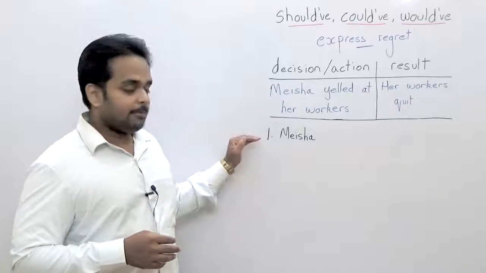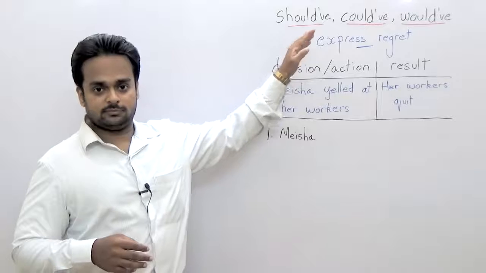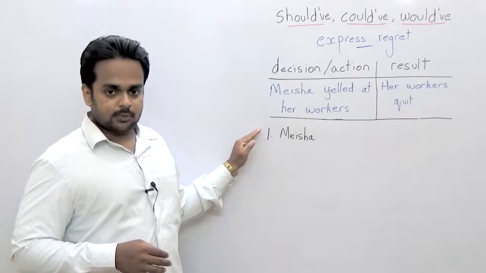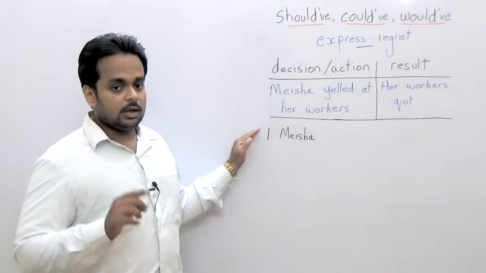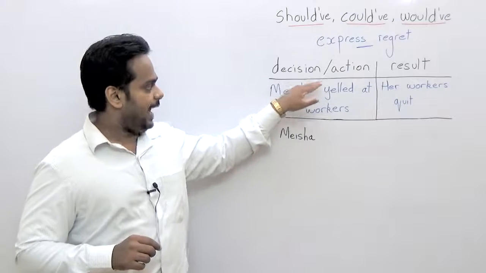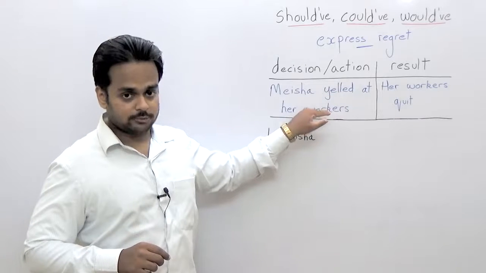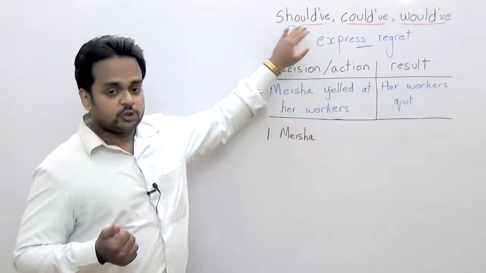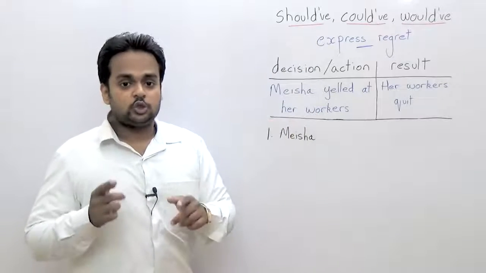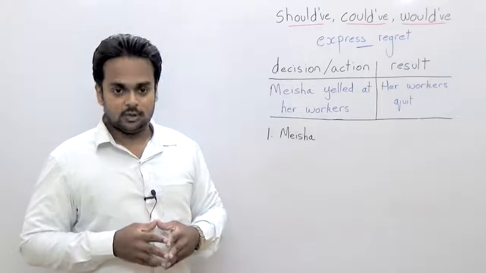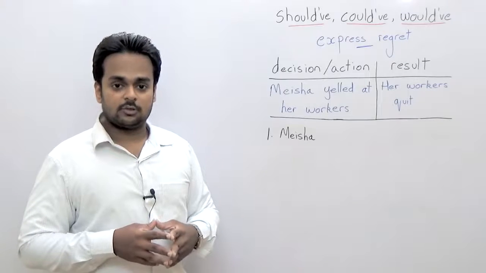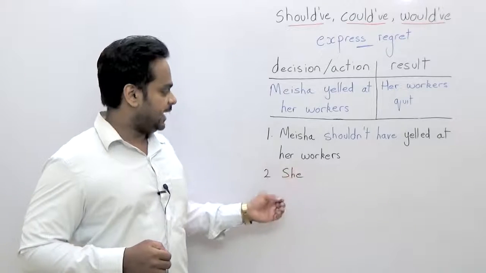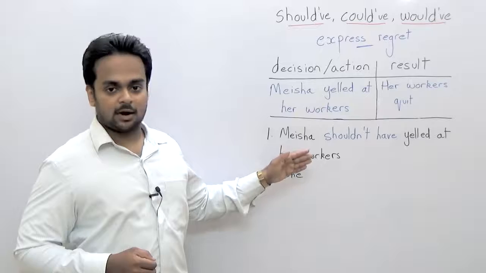All right, so let's now make the sentences together for should have, could have, and would have. So should have first. How would you write the sentence? Now notice that here the action is Misha yelled at her workers. To write the opposite, you cannot use should have. You have to use should not have or shouldn't have. So can you make a sentence with shouldn't have? All right, let's look at the answer. Misha shouldn't have yelled at her workers.